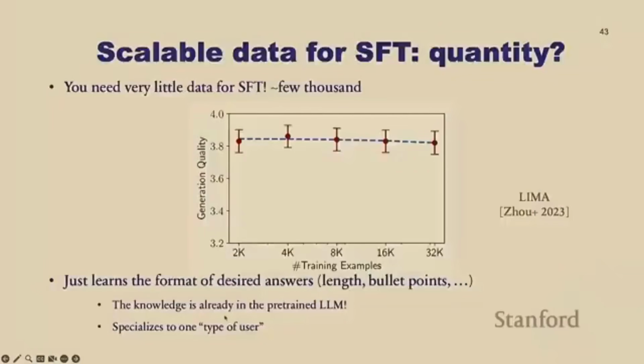So you're not teaching anything through this SFT, supervised fine-tuning. All you do is tell the model to optimize for one type of user that it already saw in the pre-trained data set. So the knowledge is already in the pre-trained LLM, and you basically just specialize to one type of user. Great. Any question on SFT?